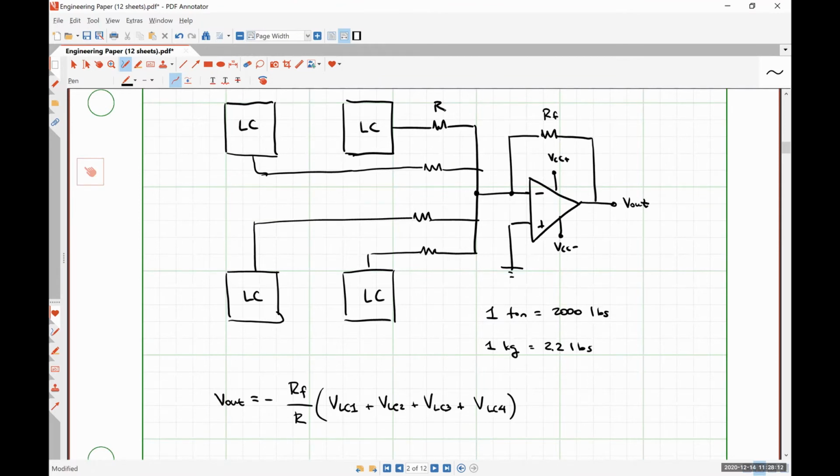So we know that this guy is going to generate 1 millivolt for every 1 kilogram, which means it's going to generate 1 millivolt for every 2.2 pounds, right? So V load cell is 1 millivolt for every 2.2 pounds applied to it, right?